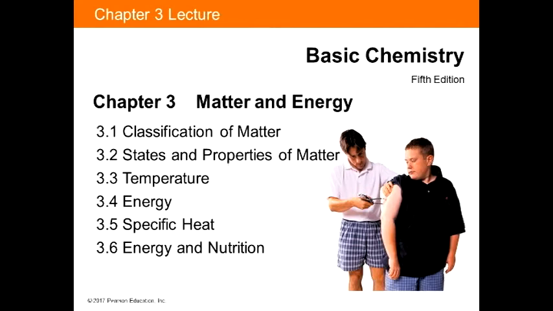Okay, chapter 3, basic chemistry, Pearson. In this one, we will talk about classification of matter, states and properties of matter, temperature, energy. We will not talk very much about specific heat in detail. We will tell you what specific heat is, and that will be it for this, and energy and nutrition.